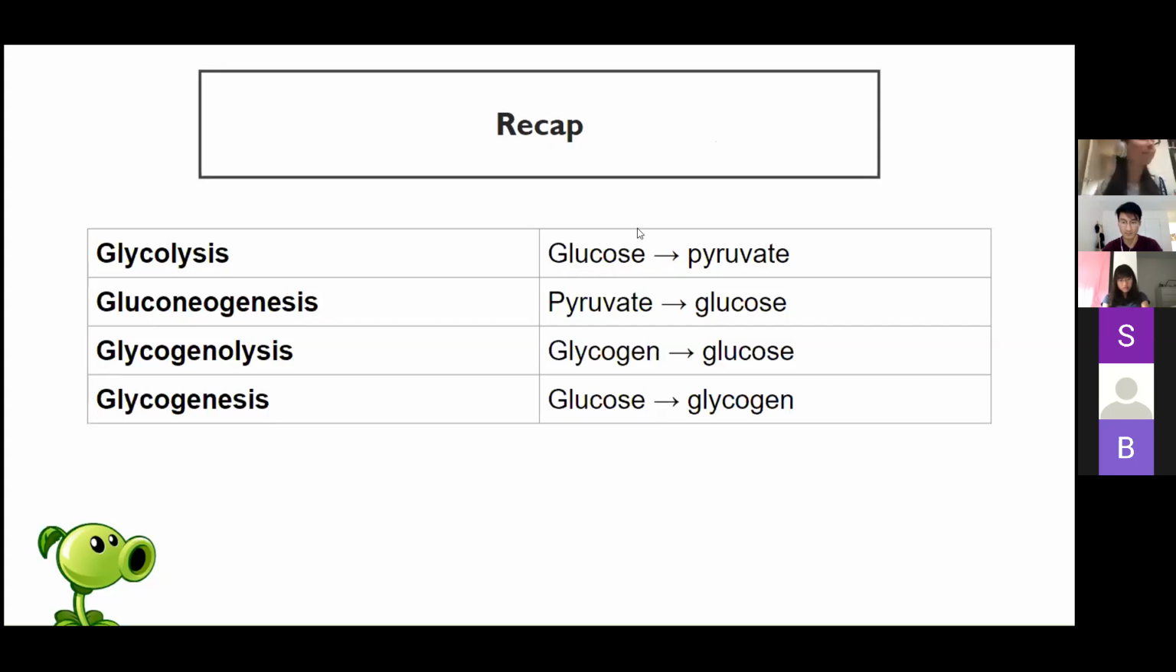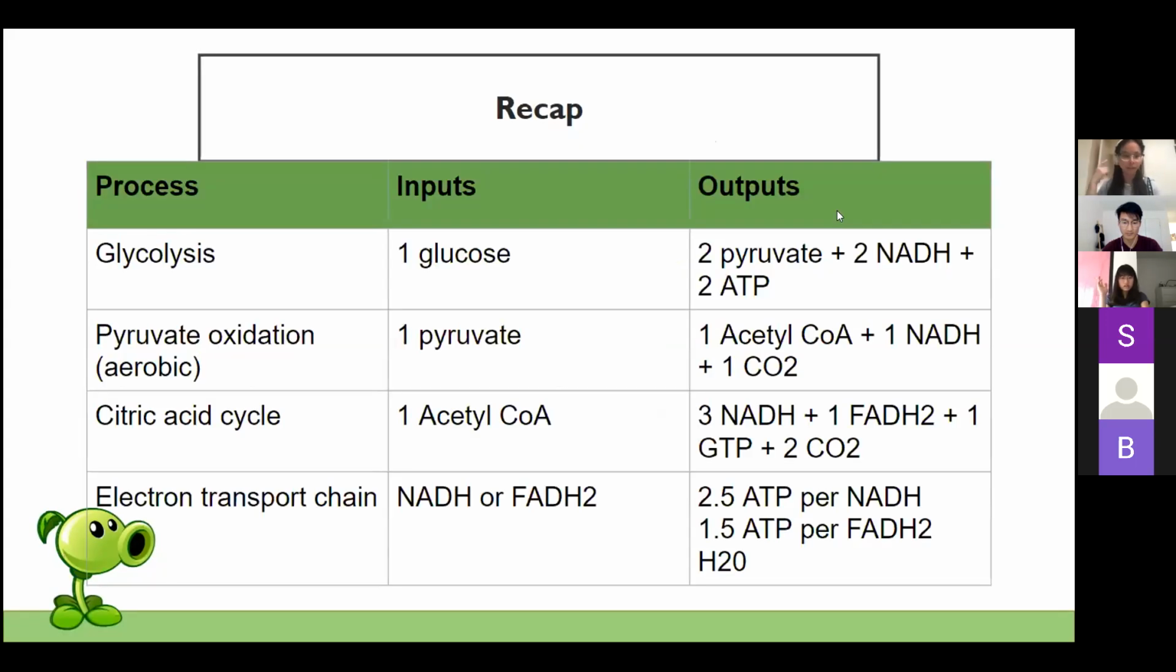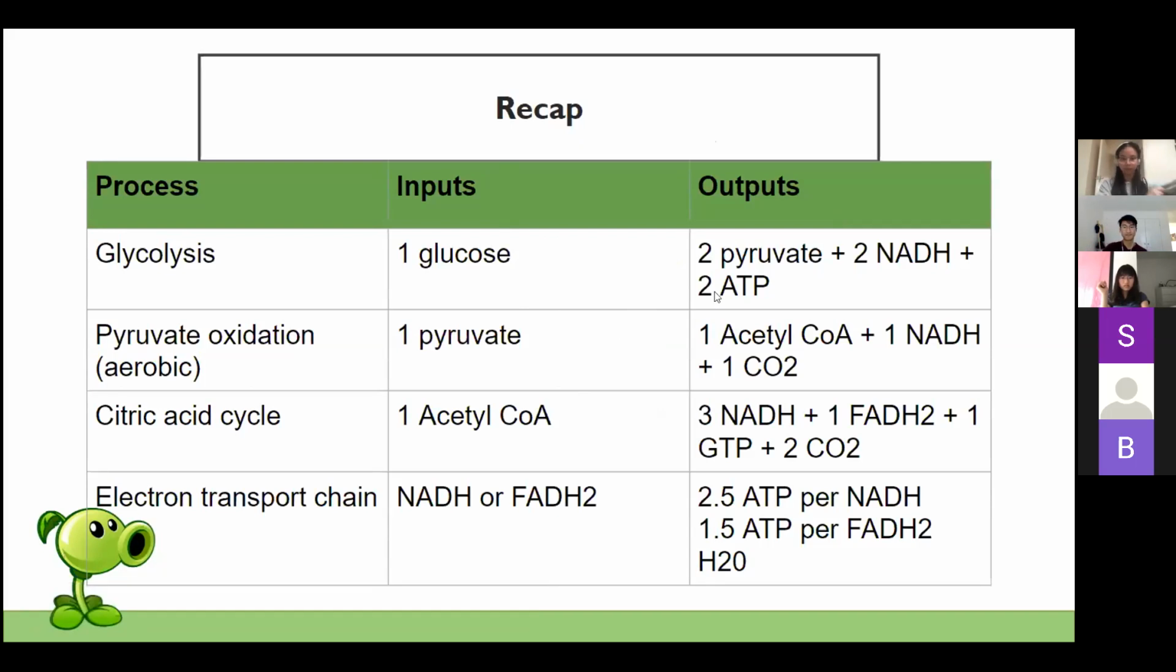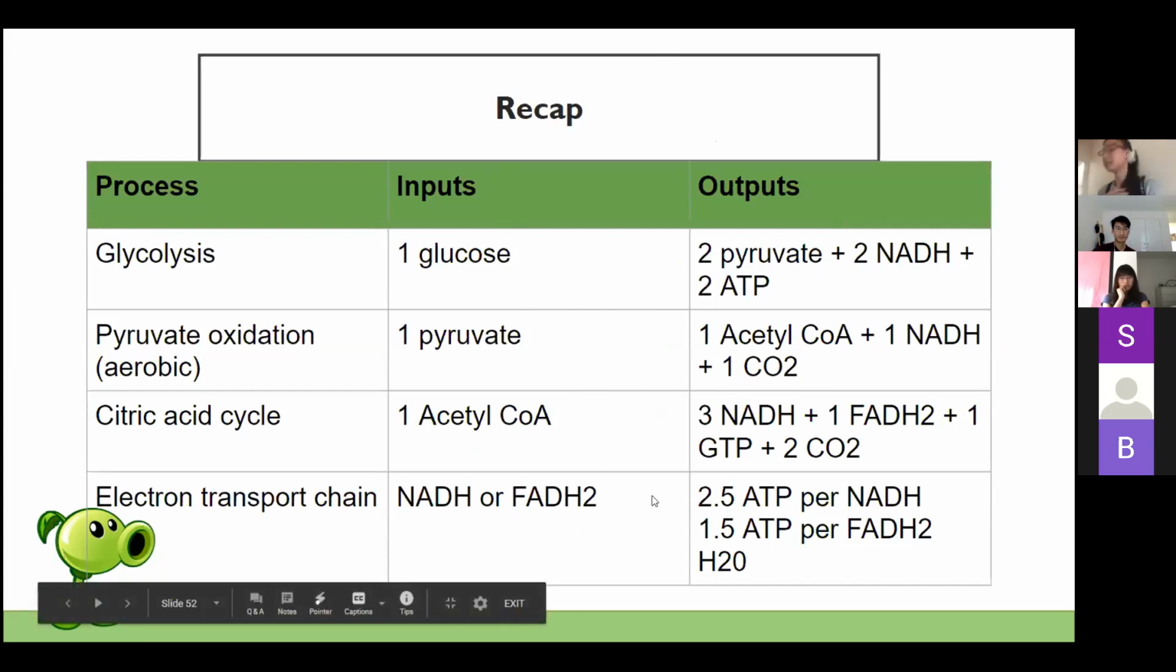Yeah, just a bit of a refresher on the terms in aerobic respiration. That's basically how you get ATP from glucose. So you go from glucose to pyruvate, and then pyruvate to acetyl-CoA, acetyl-CoA to NADH2, and that goes through the electron transport chain.